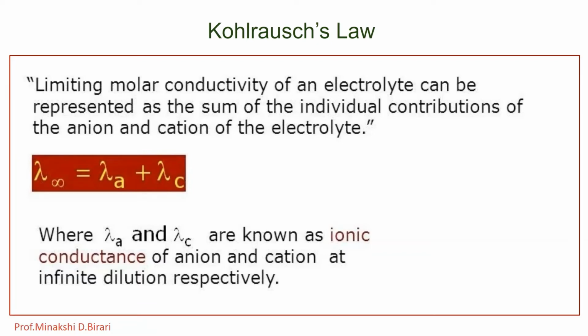The difference in lambda 0 values of sodium and potassium salts arise due to the difference in contributions to lambda 0 from K plus and Na plus ions, that is lambda 0 K plus and lambda 0 Na plus. The contributions from anion will be cancelled being common. Therefore, lambda 0 of KCl is equal to lambda 0 of K plus lambda 0 of Cl minus, and lambda 0 of NaCl is equal to lambda 0 of Na plus lambda 0 of Cl minus.